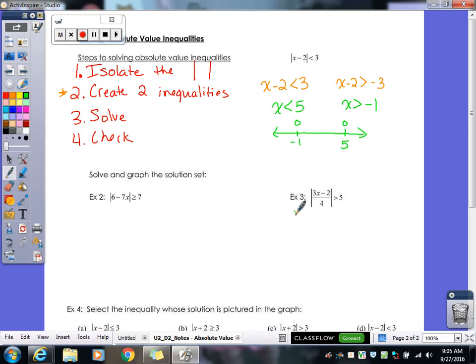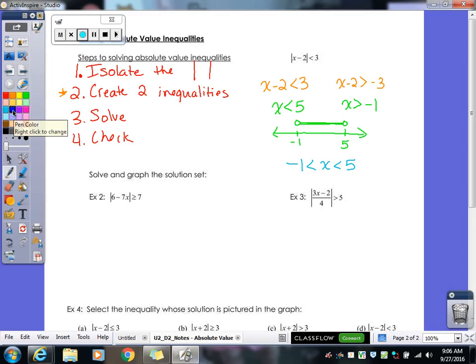I would have open circles on negative 1 and 5 because it doesn't have the "or equal to." And so then x has to be less than 5, so it would go this way, and greater than negative 1. So this one would be shaded in the middle. A lot of times they're going to ask you for the inequality to answer this, and so you would write it like this, where negative 1 is less than x is less than 5.